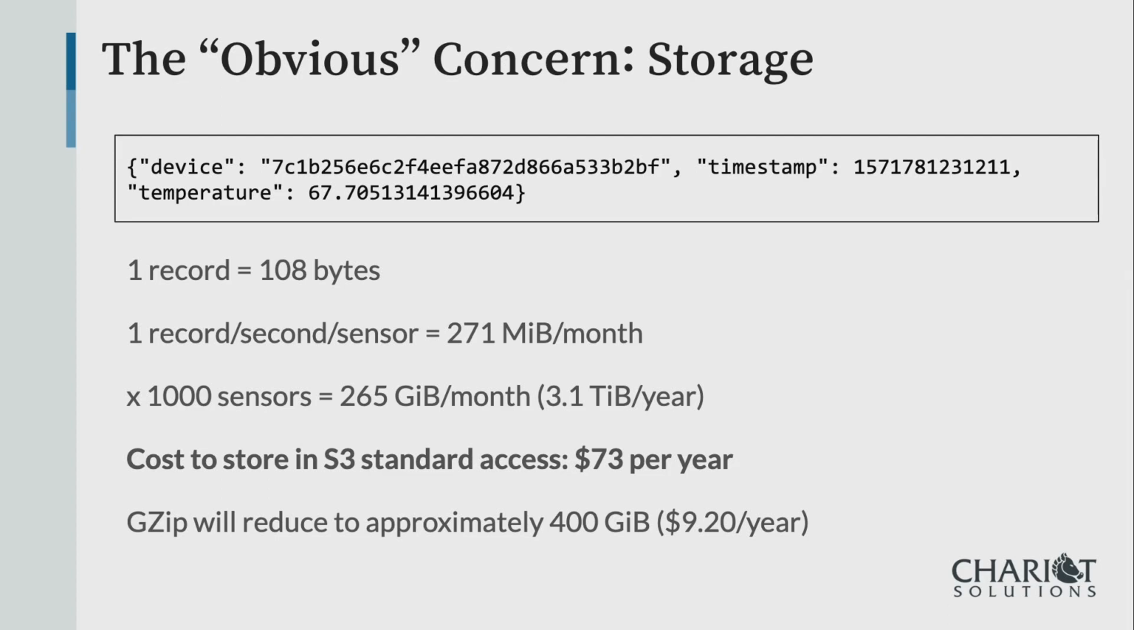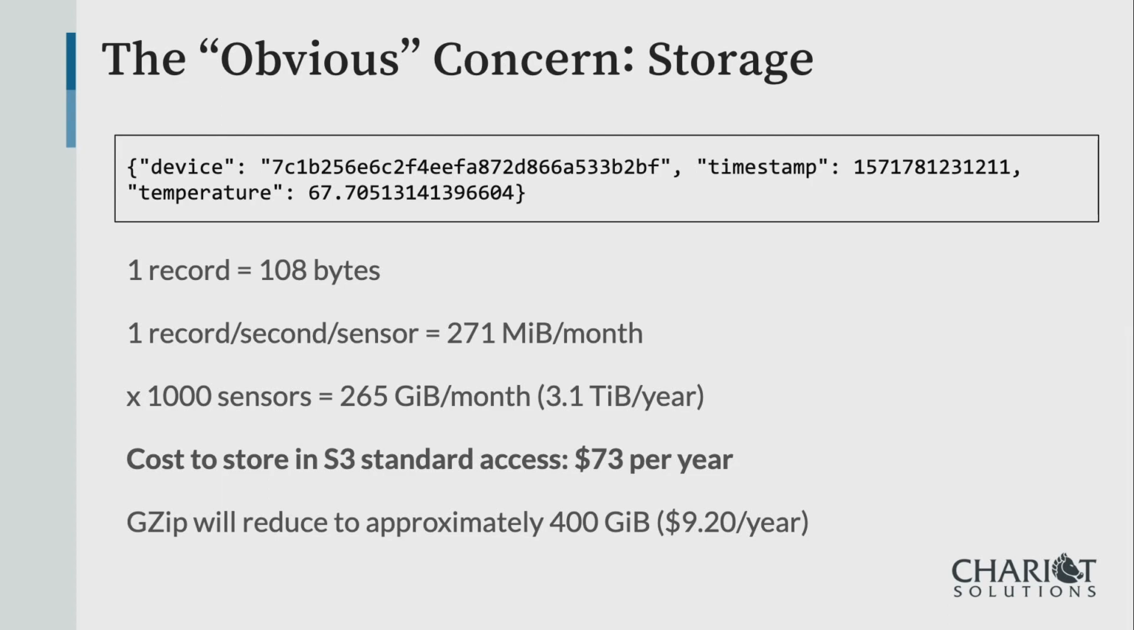And like Eric, I'm going to switch to megabytes, but we're actually doing multiples of 1024, which is why things don't scale easily here. Okay, add 1,000 sensors, that's 265 gigabytes a month, or 3 terabytes a year. Seems like a lot of money, except that with S3 standard access, that's $73 a year for that.